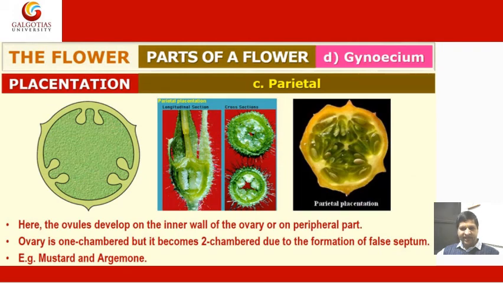Next is parietal. The ovules develop on the inner wall of the ovary or on the peripheral part. The ovary is one chamber, but it becomes two chambers due to the formation of a false septum, as in mustard and Argemone mexicana.